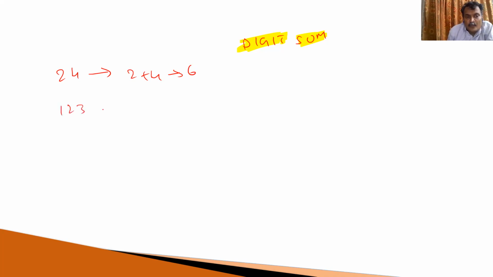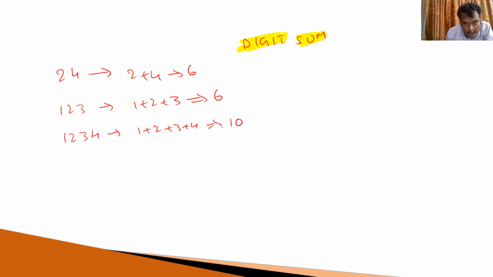What is the digit sum of 1, 2, 3? 1 plus 2 plus 3, so this is equal to 6. What is the digit sum of 1, 2, 3, 4? That is 1 plus 2 plus 3 plus 4. So what is the sum? That is equal to 10.